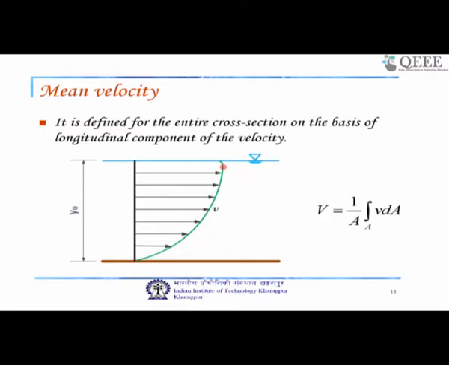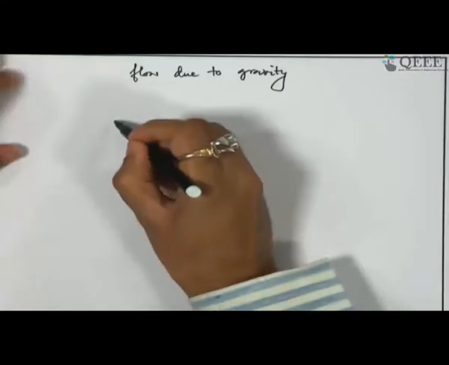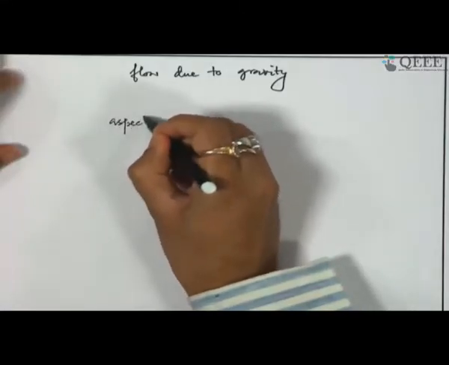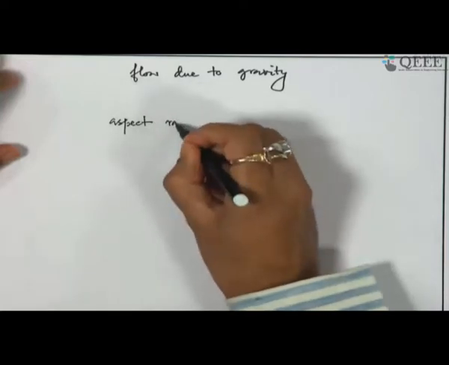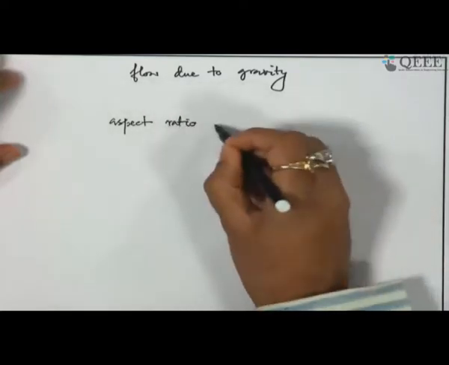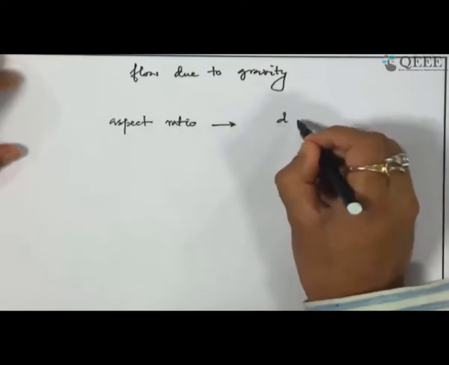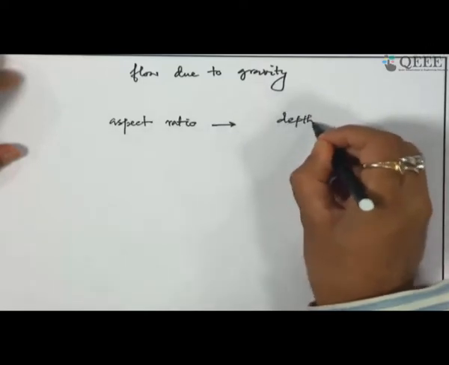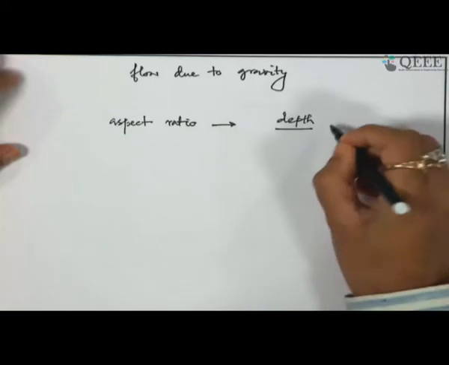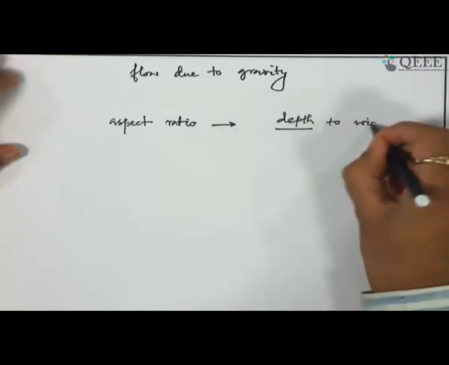So, why is this maximum velocity below the free surface? This is due to the secondary currents, and it also depends on the aspect ratio of the channel. Aspect ratio means the ratio of depth to width.